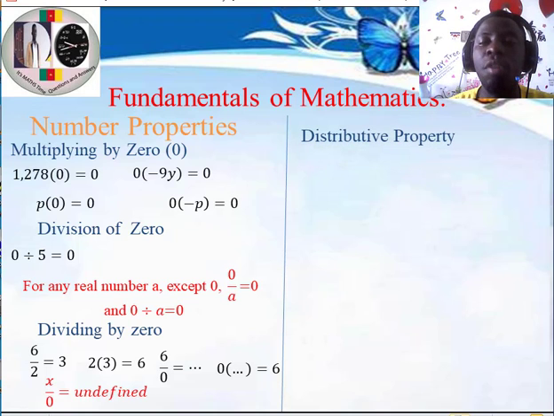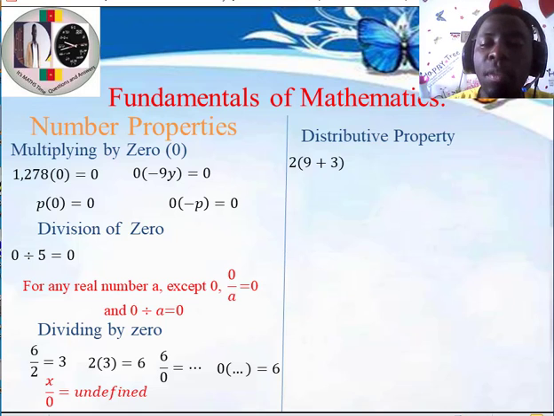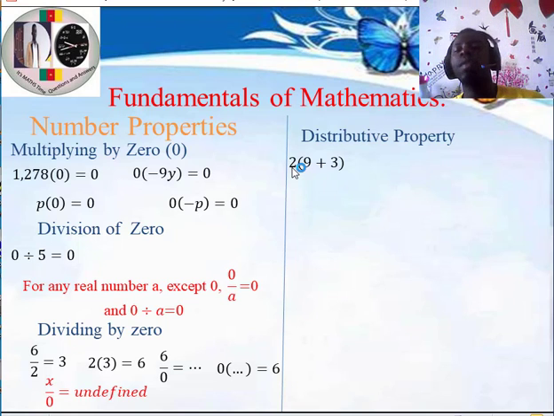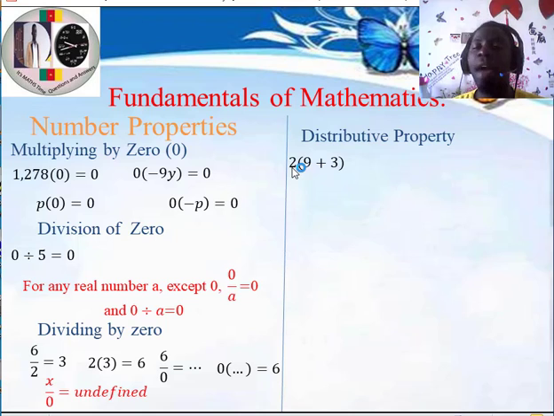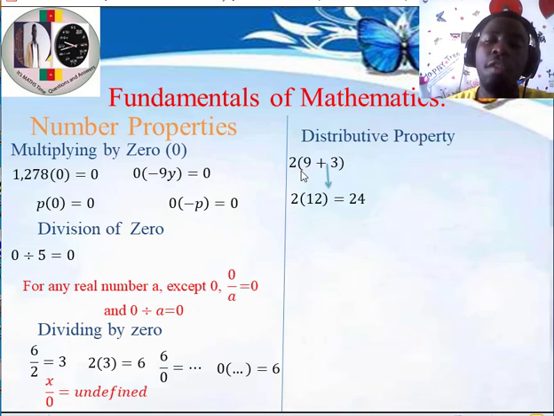In the distributive property, let's consider 3 numbers, 2, 9, and 3. In this case, we are adding 9 plus 3, and then we multiply by 2. So there are 2 ways to do this. The first way is what we already know, the order of operation, which is 9 plus 3, and then we take the result and multiply by 2. So 9 plus 3 is how many? 12. 12 times 2 is 24.